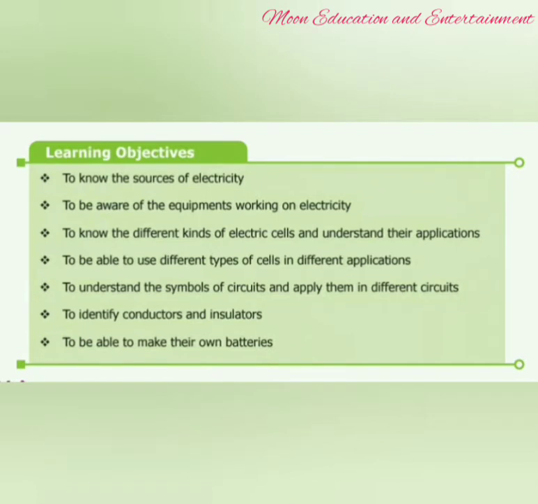In this lesson, we'll be learning about the sources of electricity, the equipment working on electricity, and the different kinds of electric cells and understanding about their applications. We will also learn how to use different types of cells in different applications. By learning these applications, we'll also understand the symbols of circuit and apply them in different circuits. Finally, we will be able to identify the conductors and insulators, and make our own batteries.